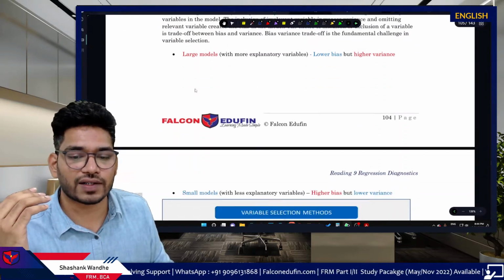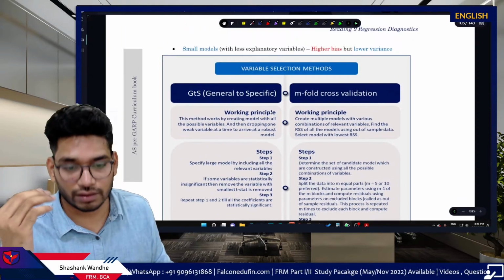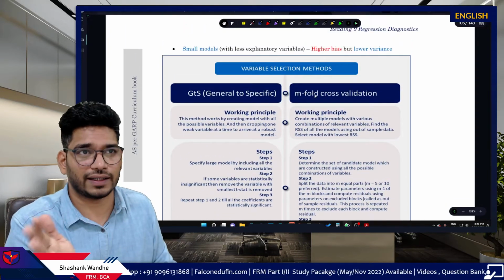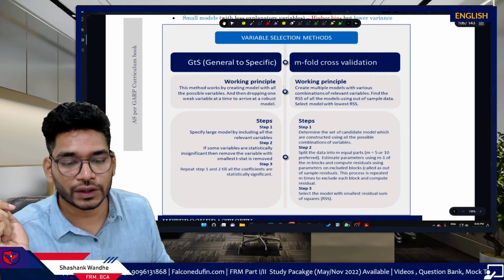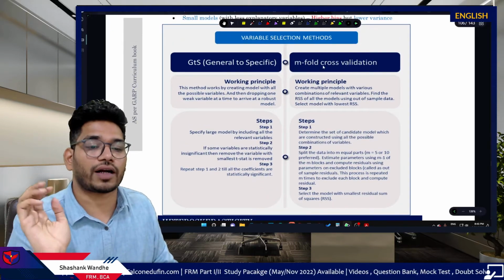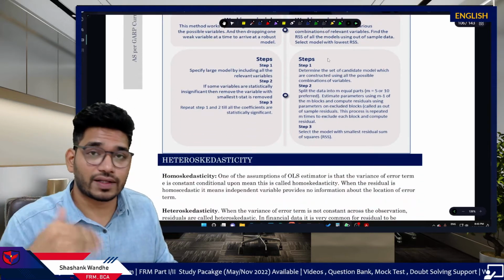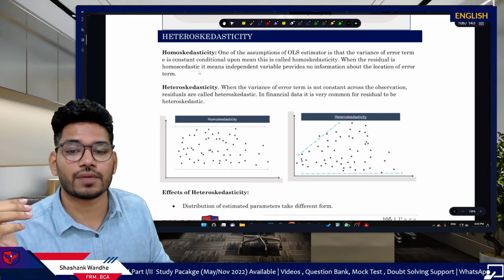Then the bias-variance trade-off is there. Again, an important area, marked in red. This graph, or this particular figure, is very important. It will show you the general-to-specific model and the m-fold cross validation model. Very important. You have to understand what the steps are in each of these models. Then comes heteroscedasticity.